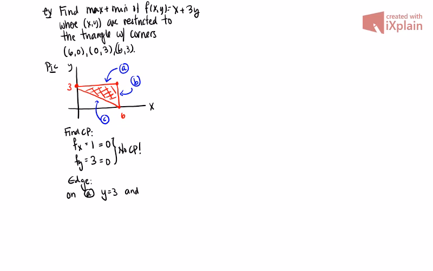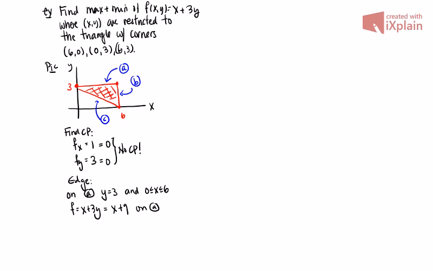And x is between 0 and 6. So look at f, right? f is x plus 3y, but y is 3, so this is x plus 9. So now what we do is we look at this particular f. This is on this particular edge. This is on A specifically.